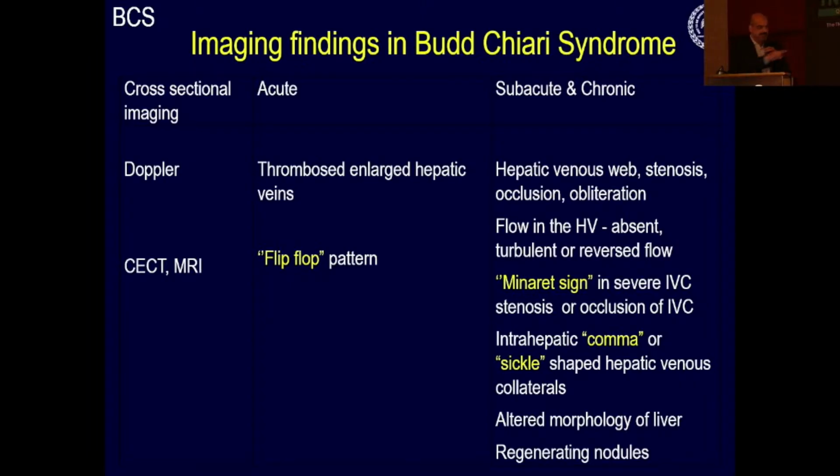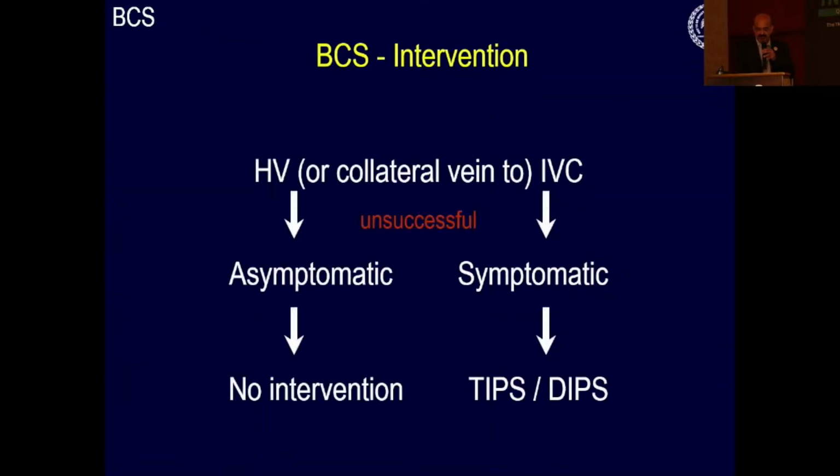These are some of the typical appearances due to the blockage. Where the IVC is blocked, the outer wall of the IVC can be convex on both sides, and that we call the minaret sign. And sometimes you may see multiple collaterals. Multiple collaterals inside the liver are an indirect sign, but a very definitive sign that there is some obstruction of the hepatic venous outflow.